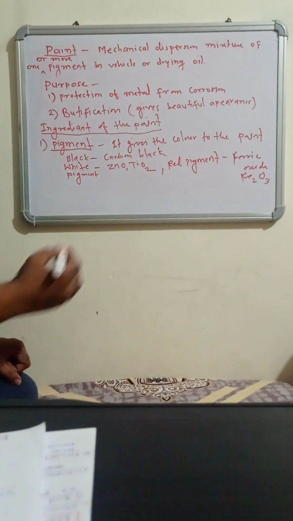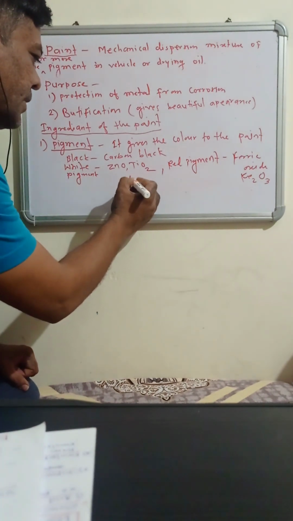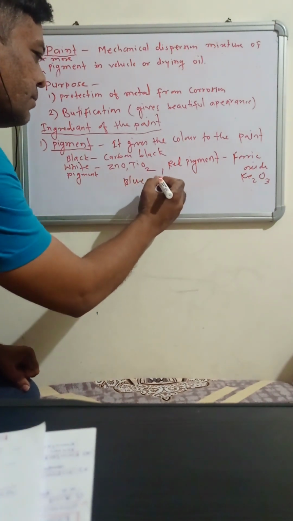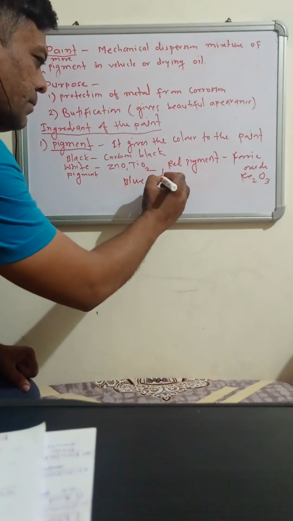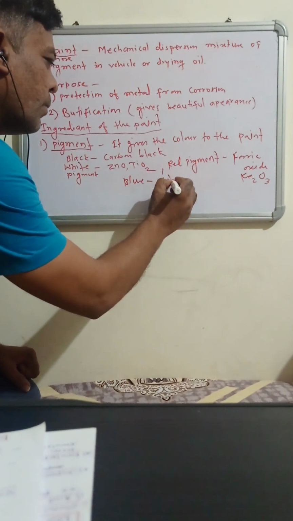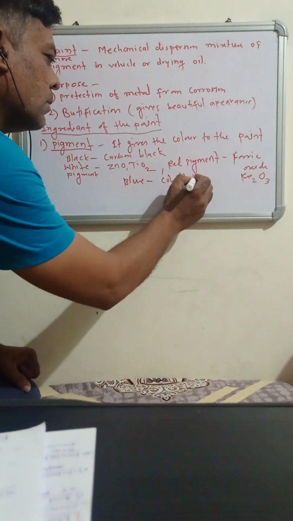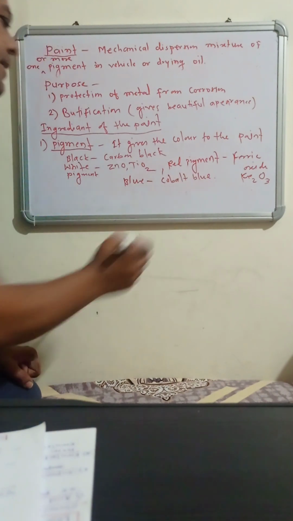जर आपल्याला ब्ल्यू कलर पाहिजे असेल तर त्यामध्ये आपण कोबाल्ट यूज करतो. दॅट इज ब्ल्यू कलर. जर आपल्याला ब्ल्यू पेंट पाहिजे असेल तर त्यामध्ये आपण कोबाल्ट ब्ल्यू हा पिगमेंट यूज करतो.